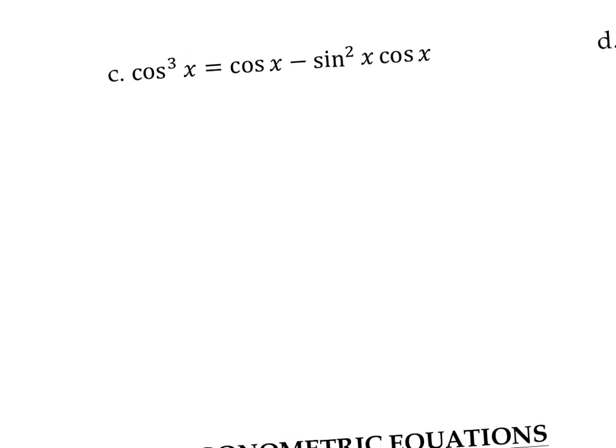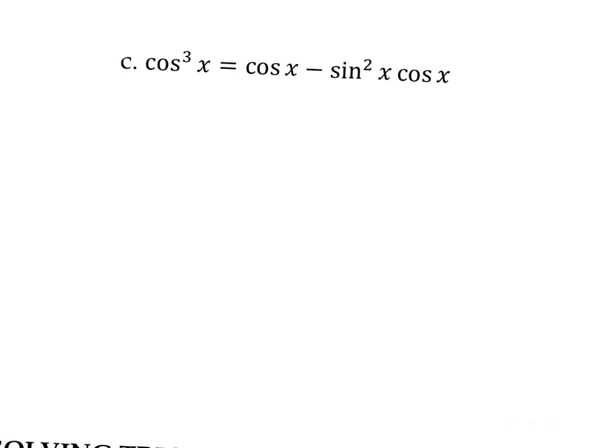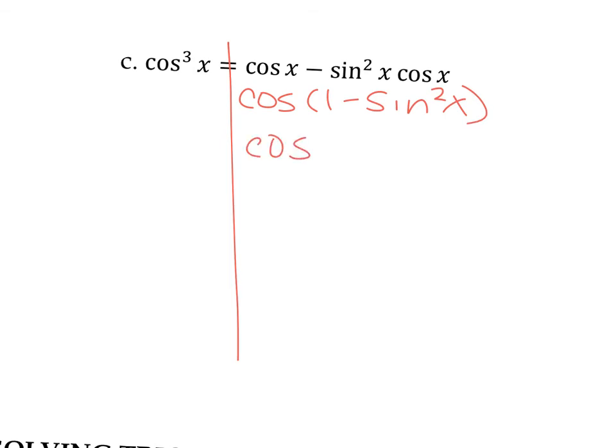If I look at letter C, I'm going to focus on the right side. So I'm going to factor out a cosine. So I'm left with 1 minus sine squared x. So now I have 1 minus sine squared x is cosine squared x, which is the same thing as saying cosine cubed x.